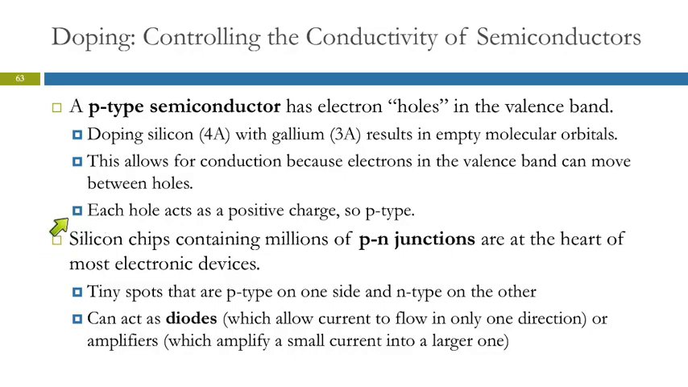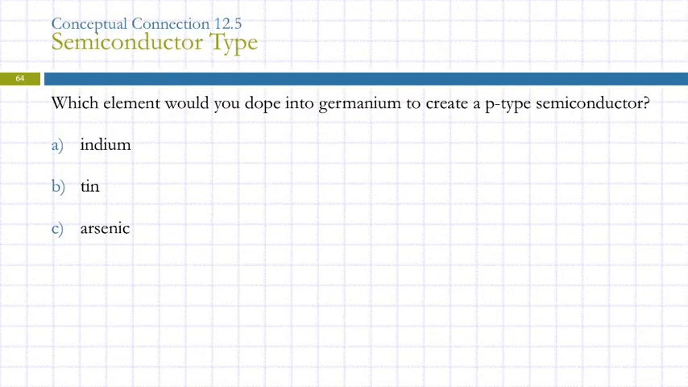Silicon chips, which have become very, very important in our everyday lives, have millions of p-n junctions. Those junctions are little tiny spots. They're p-type on one side and n-type on the other. Those junctions can act as diodes or as amplifiers. A diode is something which allows current to flow only in one direction. An amplifier will take a small current and make it into a larger current. Those are at the heart of all computer devices. So, any questions?